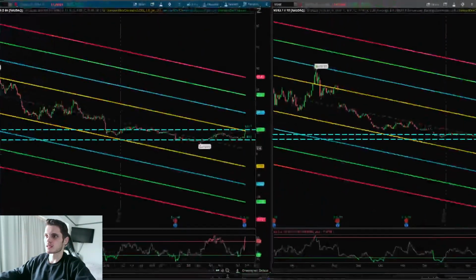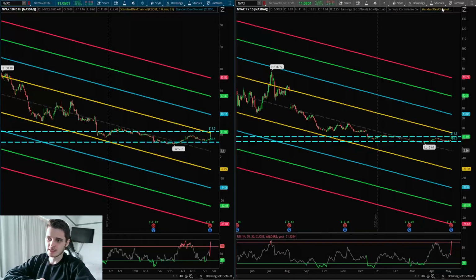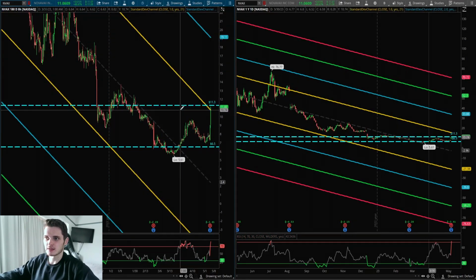Now, on to the next set of key levels. What do I like to pay attention to? It's going to be standard deviation channels. On the left, we have a 6 month. On the right, we have a 1 year chart. And again, really what I'm paying attention to in here is what are the key deviation levels. So we do have one at 10.75. This was our first deviation on the 6 month.